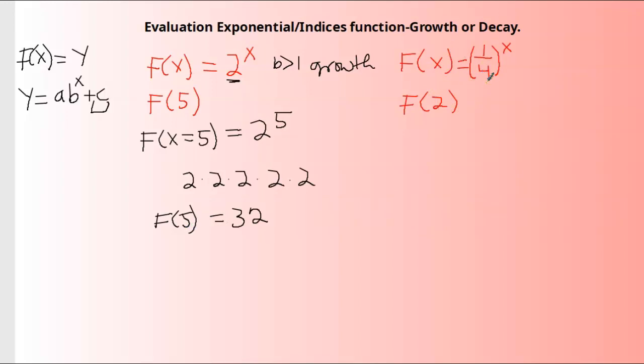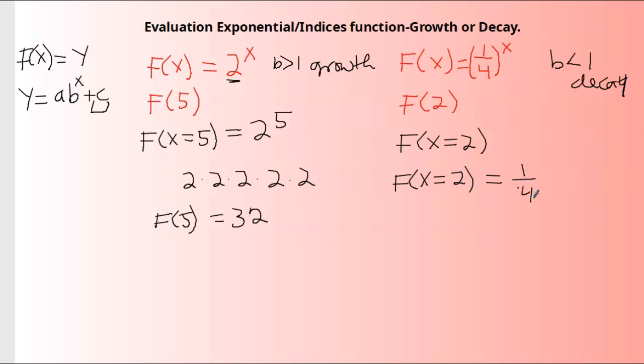f of x is equal to 1 over 4 to the power x. Here realize that the b is less than 1, so this is a decay. We have been asked to find f of 2, which means x is equal to 2. Wherever we see x in the given question, we replace it with 2. The power 2 goes to both the numerator and the denominator, so 1 squared over 4 squared. 1 squared is 1 and 4 squared is 16. So f of 2 in this situation is 1 over 16.